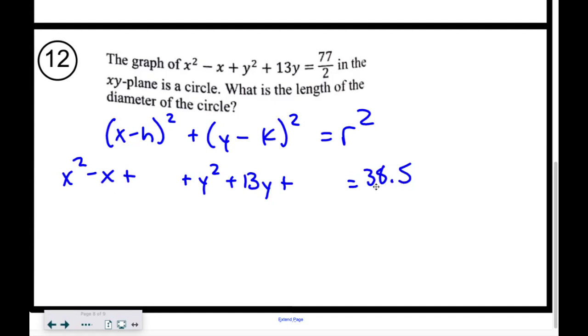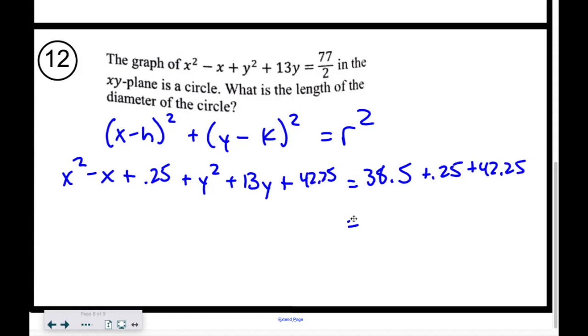All right. So the way that we complete the square is we add half of b, squared. Well, b is negative 1. Half of negative 1 is negative 0.5, and negative 0.5 squared is 0.25. If I add 0.25 here, I've got to add 0.25 here. And then I'm going to take half of 13. So 13 divided by 2 is 6.5. And I'm going to square it, and I'm going to get 42.25. So I'm going to add that.